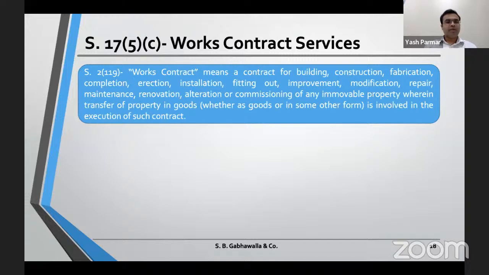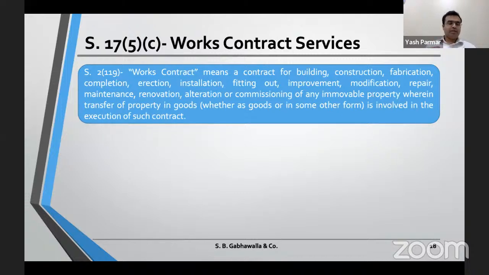First, there should be transfer of property in goods. So works contract is a service. Along with service, there should be some transfer in property of goods at the time of providing works contract service. This is the first and foremost important condition. And the second condition is that it should be in relation to an immovable property. Only if both these conditions are satisfied will it be treated as a works contract service.